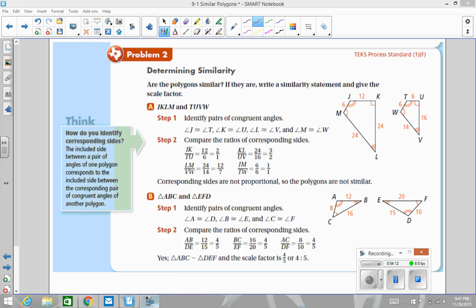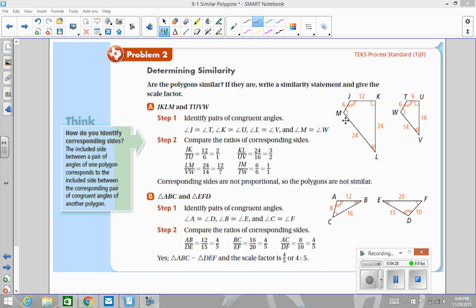So if we take a look at this one, it says, are the polygons similar? First we want to check all the angles. All the angles match. Then we want to check the sides. We have JK over TU. It's 12 over 6, which reduces to 2 over 1.